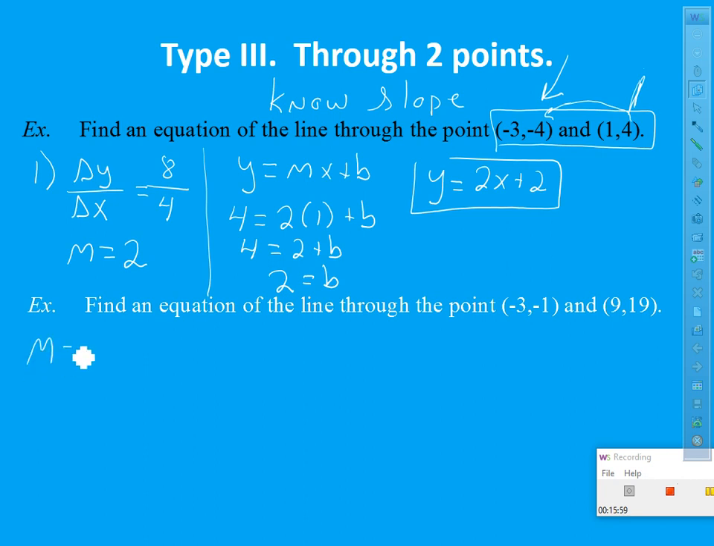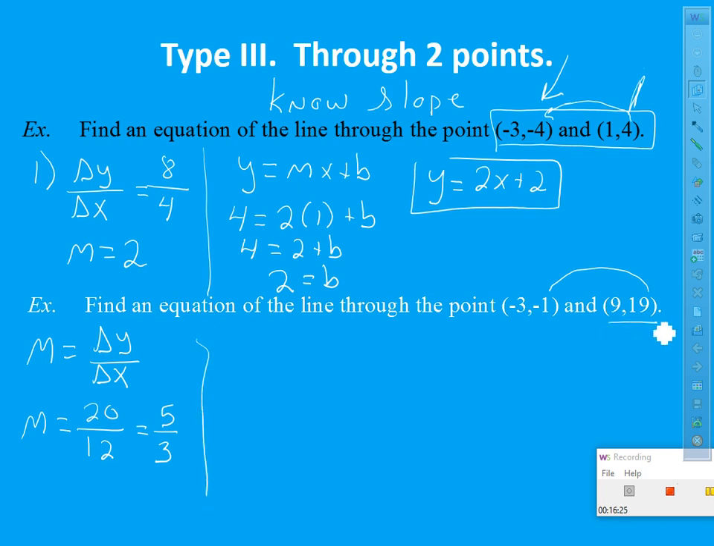Once again, let's find our slope first. Change in y over the change in x. So my slope's going to be 19 minus negative 1, sounds like 20, over 9 minus negative 3, which is 12. That's going to reduce to 5/3. Whichever way you want, I'm going to pick that point, even though the numbers are bigger. Kind of looks easy to use.